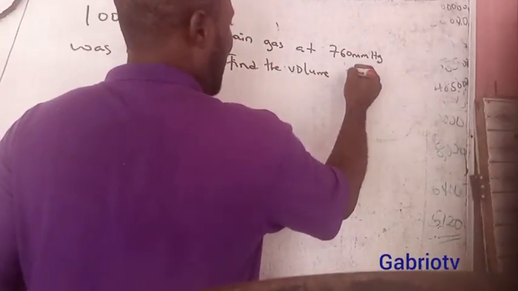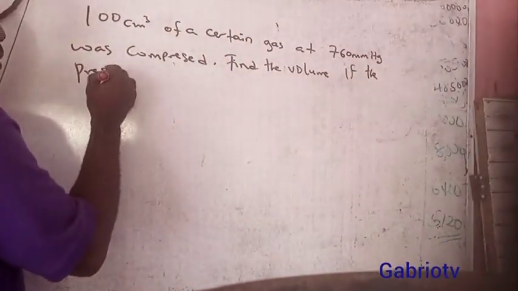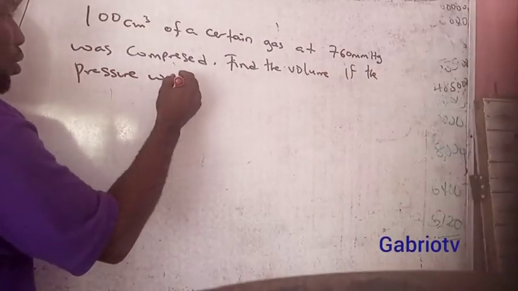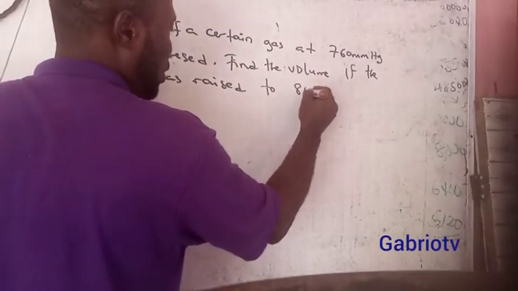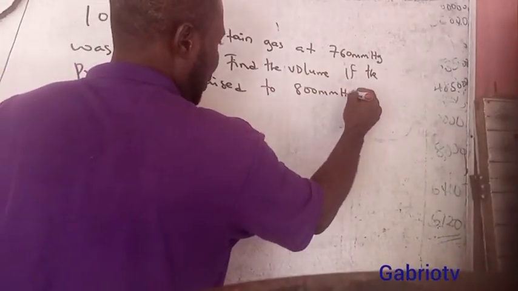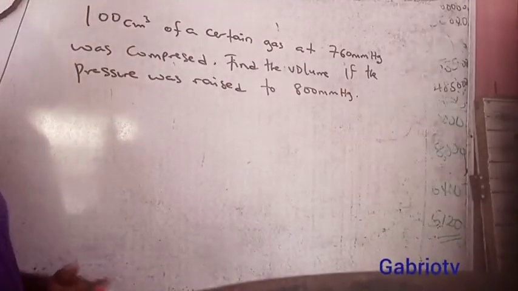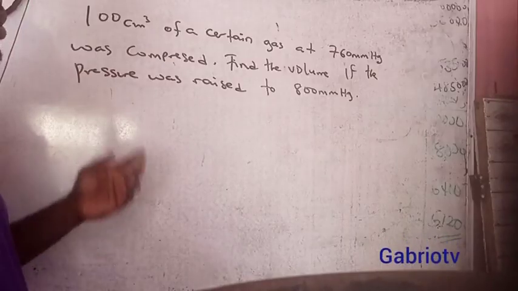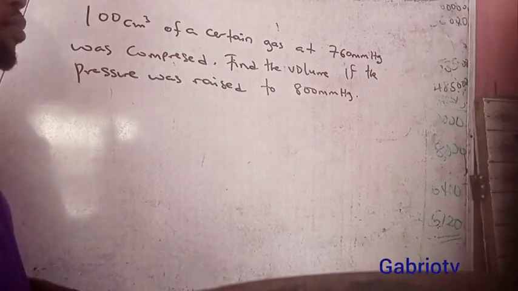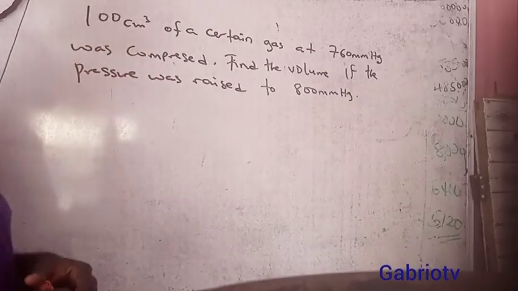Find the volume if the pressure was raised to 800 mmHg. Now, if you are still looking at this, of course, when you are treating WAEC or JAMB questions, nobody will ask you whether this is Boyle's law or Charles' law. They just give you a question. Then you can actually solve this one based on the parameters you are given.